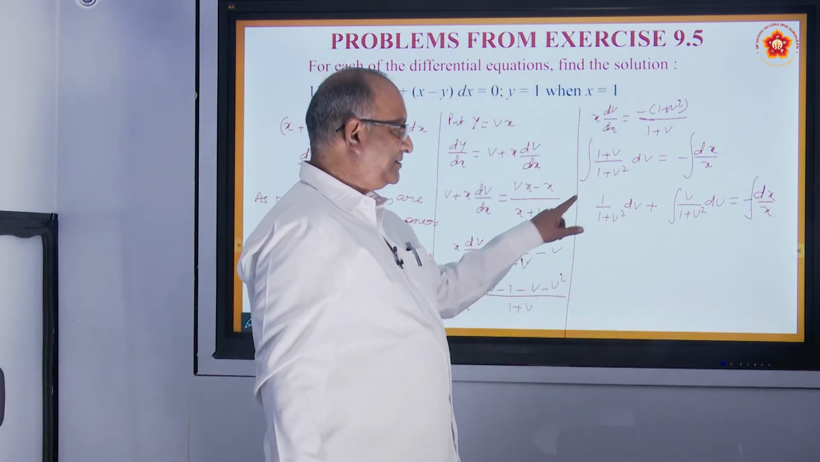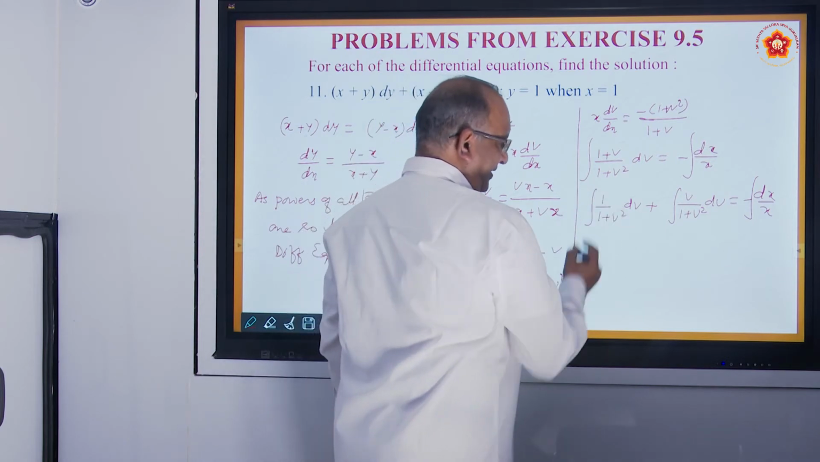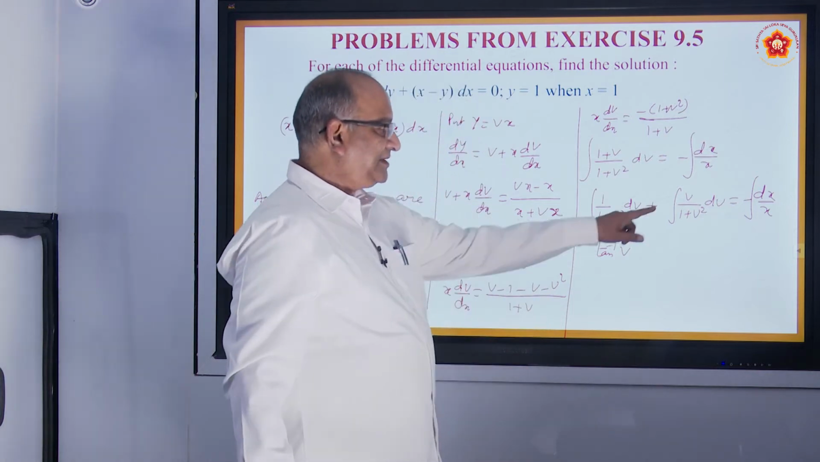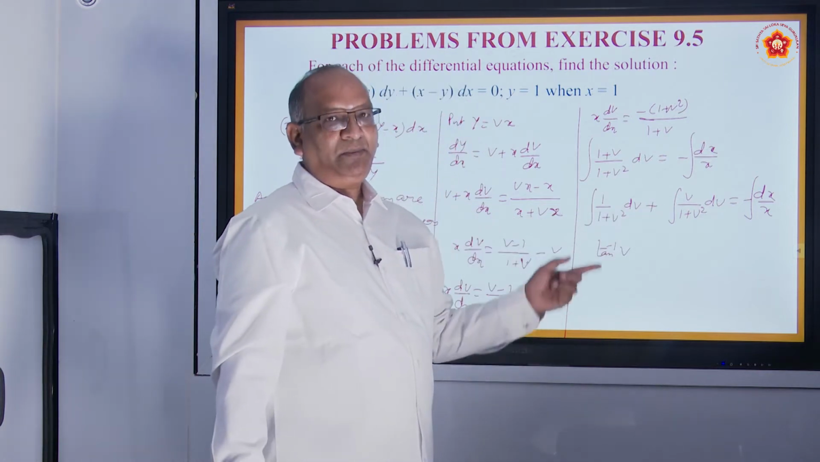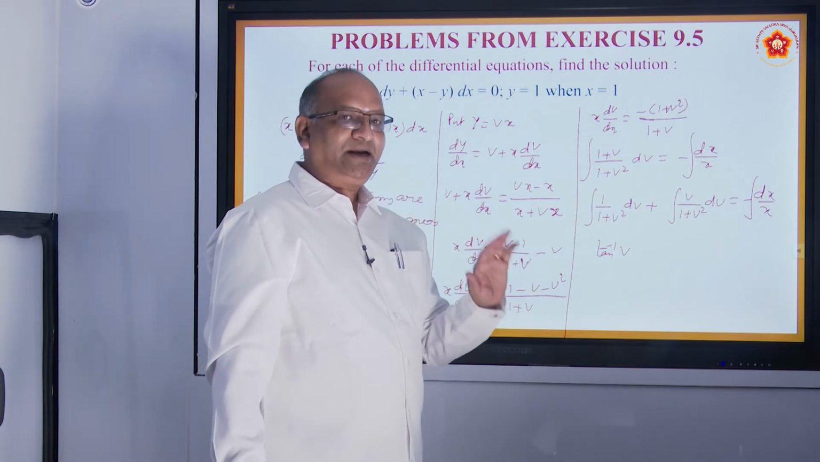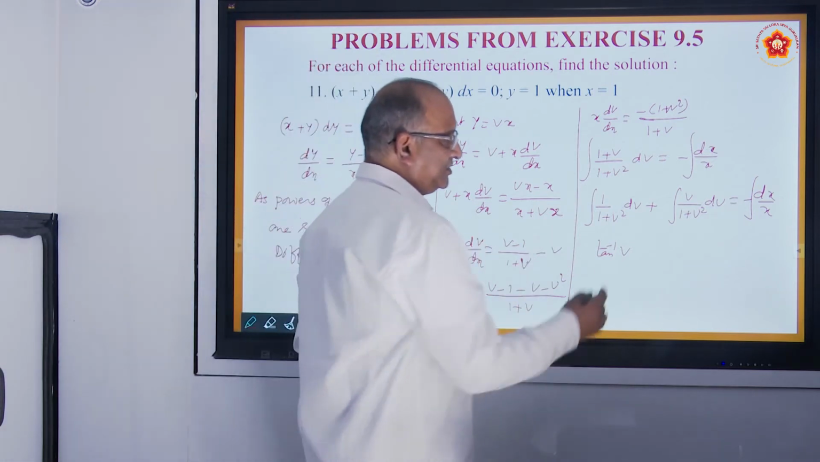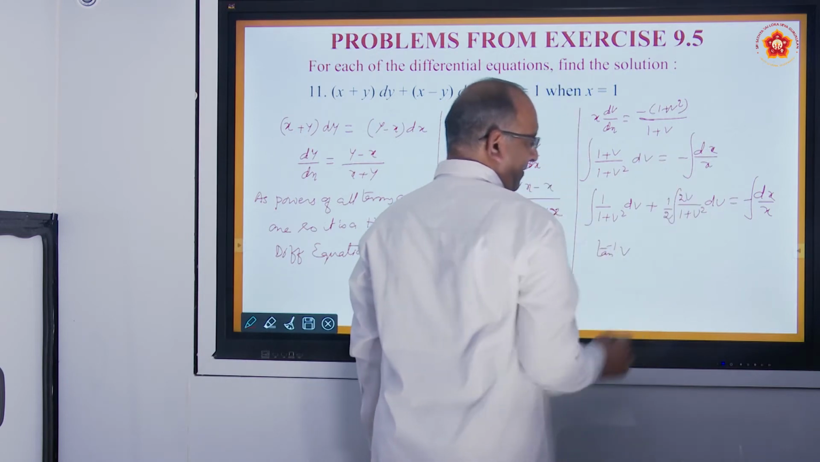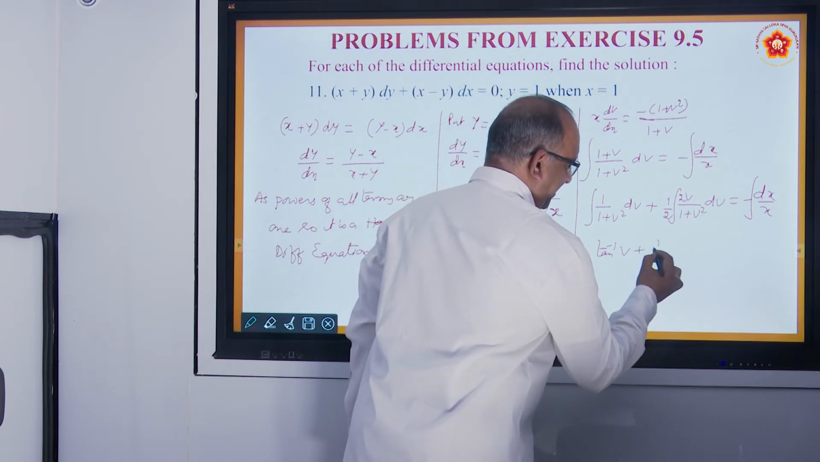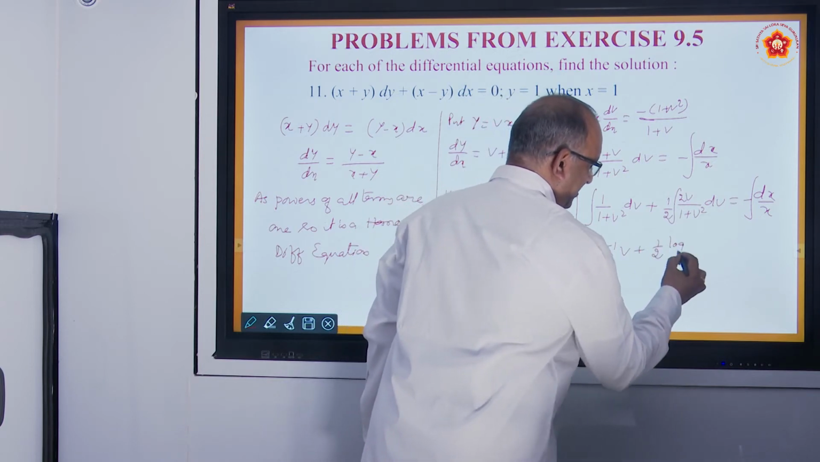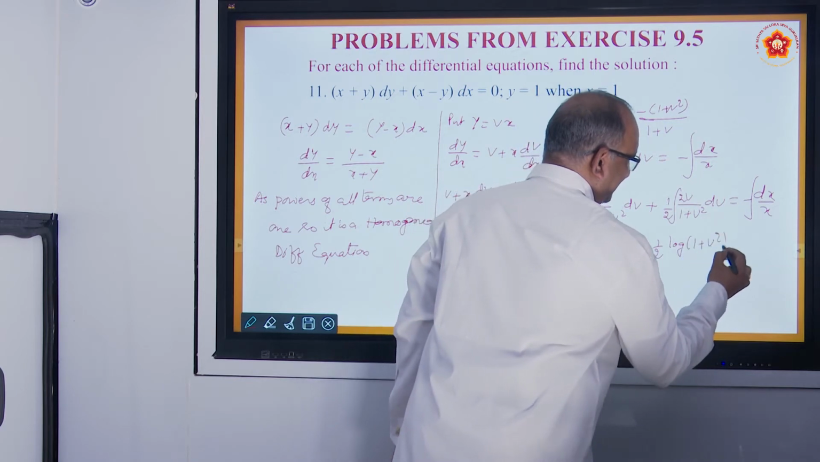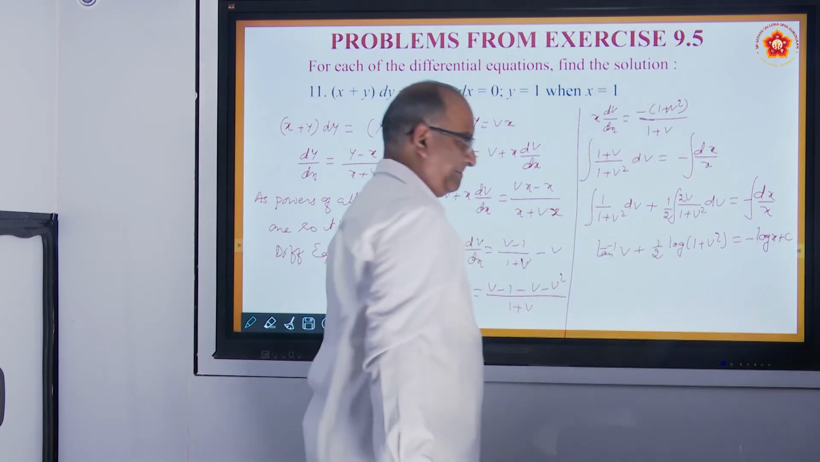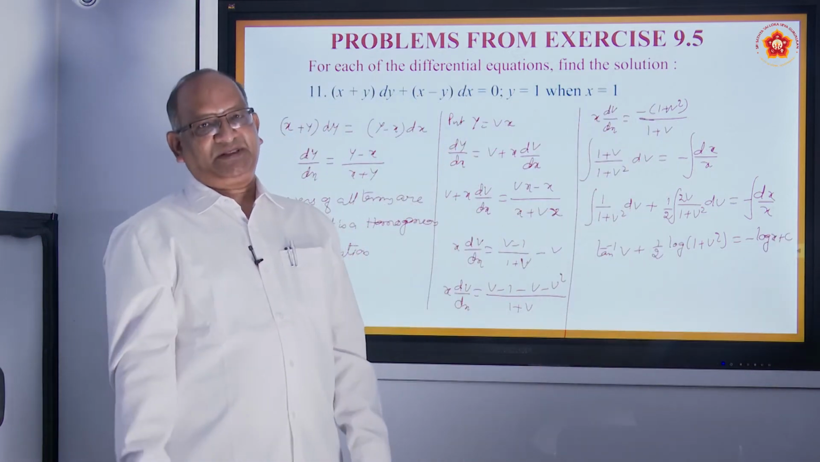You can see that this particular one, integration is tan inverse v. Whereas, in order to integrate this, we have to take the denominator 1 plus v square as t. You will get 2v dv equal to dt. Since 2 is not there, we multiply and divide by 2. So, this becomes 1 by 2 log 1 plus v square equal to minus log x plus c. So, the integration part is done with.